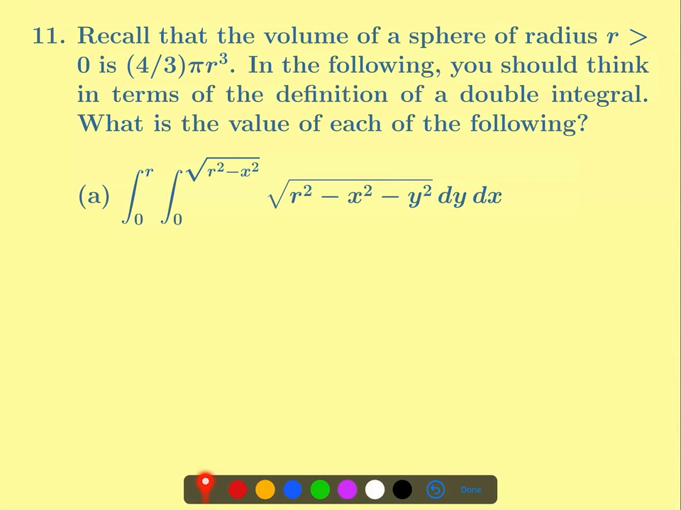Let's look at a first. And in all these integrals, we're going to have z equal to the square root of r squared minus x squared minus y squared, giving us the height. So that's the top of the solid described by this double integral, and we can square both sides and add x squared plus y squared to both sides to see that this is just a sphere of radius r centered at the origin. That's what we'll have in all the problems we're going to do in number 11.